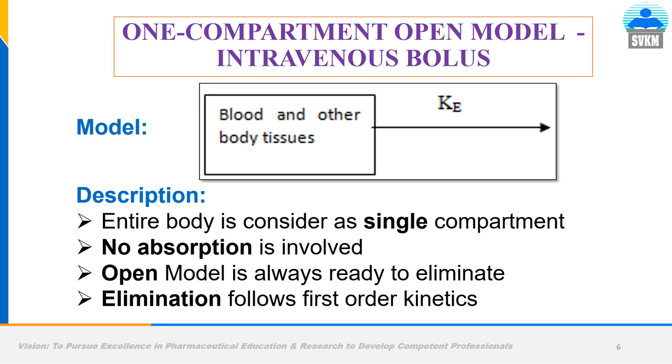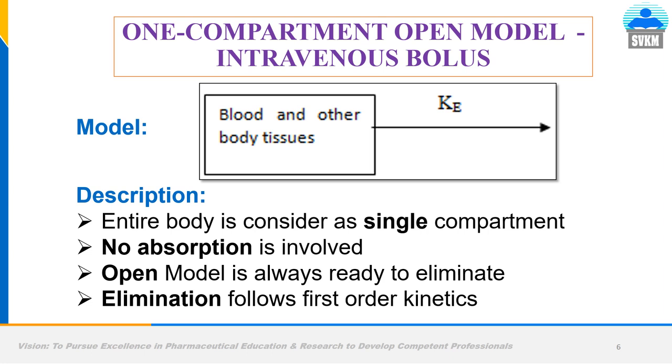In the one compartment model, the body is considered as a single compartment. Blood acts as the single compartment here, in which, in IV bolus, we introduce the drug directly into the systemic circulation. So there is no movement of drug from the site of administration to systemic circulation. That's why there is no absorption here. The absorption is totally negligible, because we directly administer to the systemic circulation. And this open arrow indicates the drug is ready to move for the next step, up to elimination. So KE indicates the rate of elimination.